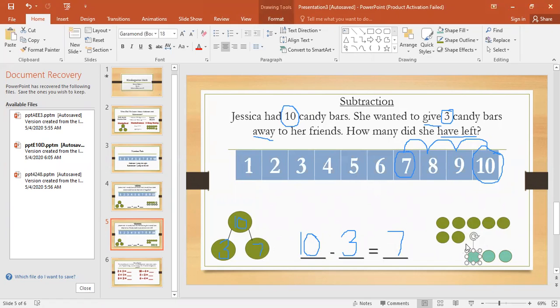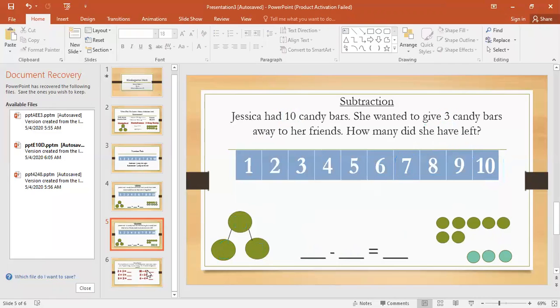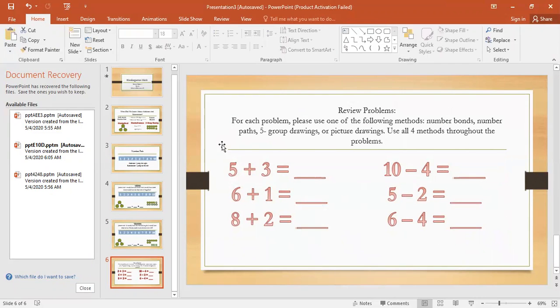And she is left with how many circles? How many candy bars? 7. Let's check that. Let's count these to make sure we only have 7 candy bars here. 1, 2, 3, 4, 5, 6, 7. So that is correct. Great job, guys, for the subtraction problem. We solved it using our number path, and we modeled our work with a number bond, a number sentence, and a 5-group drawing.